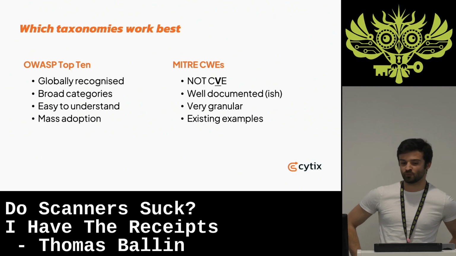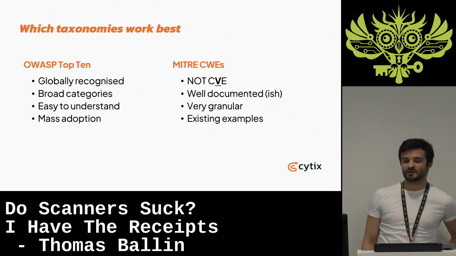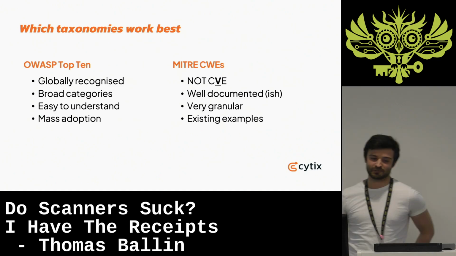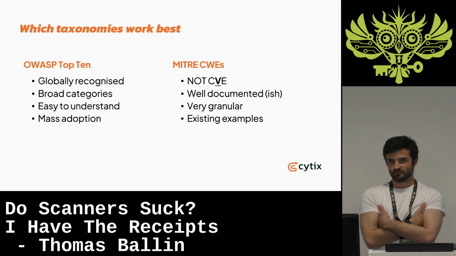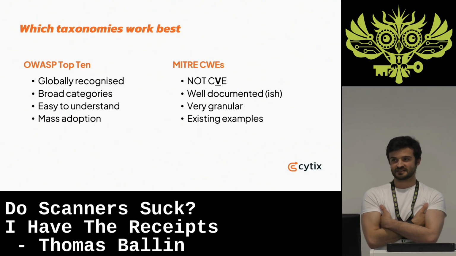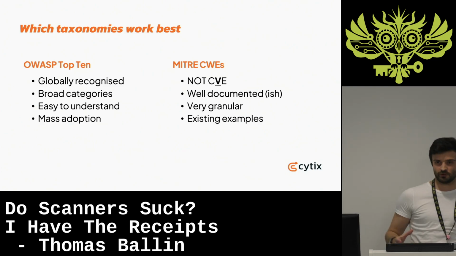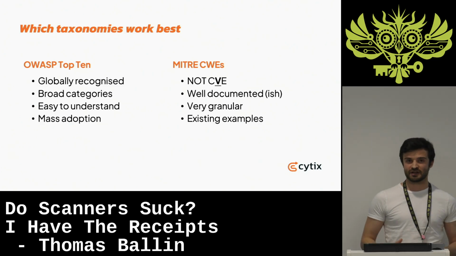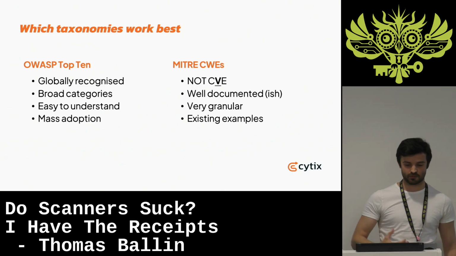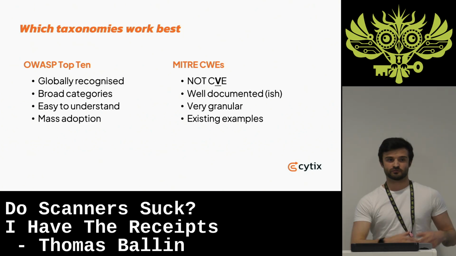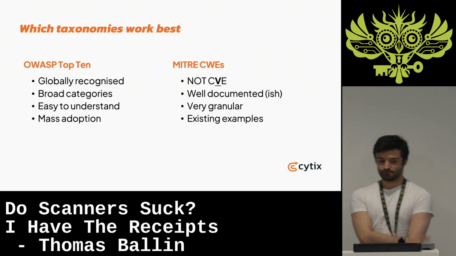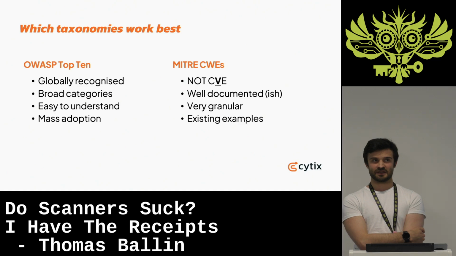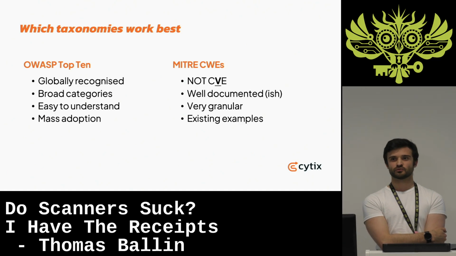And the other one was CWEs, common weaknesses and exposures. I put not CVE in capitals there because that's the first confusion that everybody has. So while CVE is about vulnerabilities in specific technology stacks, CWEs really talks more generally about the class of vulnerability. So if you can imagine a reflected cross-site scripting attack might be a CWE, whereas reflected cross-site scripting in jQuery is a CVE.